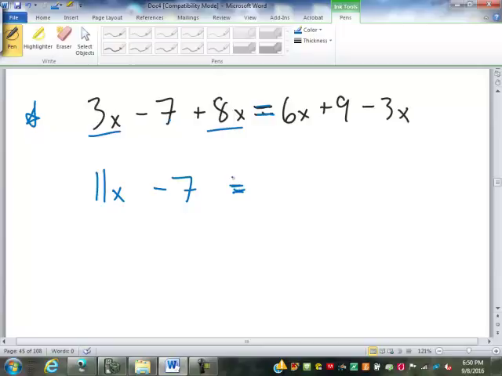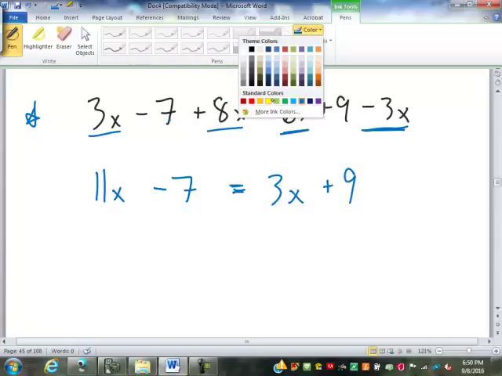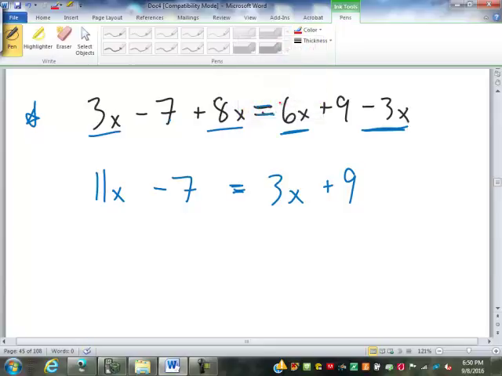So now we're going to go over to the right. What can we combine over there? 6x and negative 3x make 3x. Again, remembering the plus 9. Now what? We have to get rid of one of the x's because there's one on each side. We'll subtract 3x.